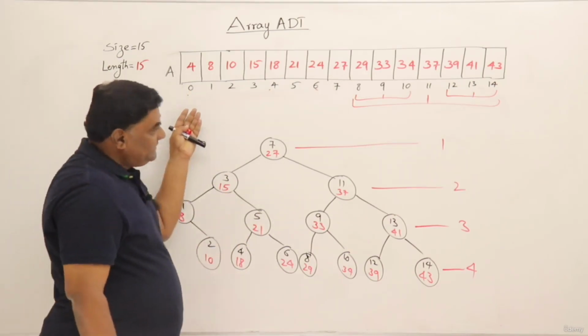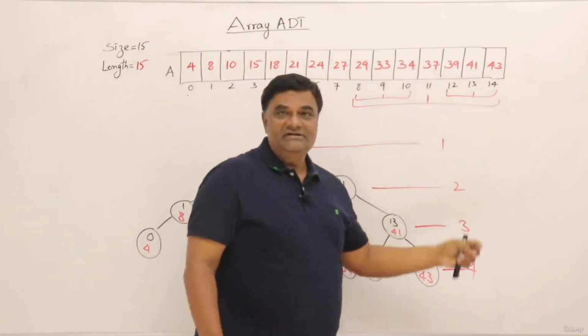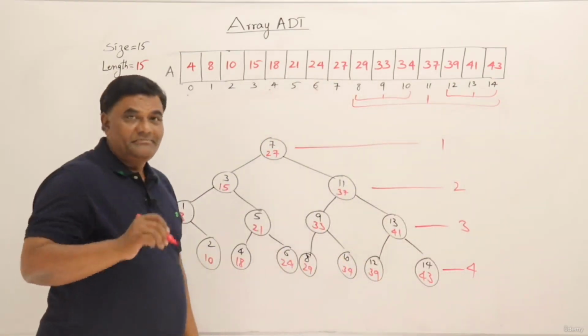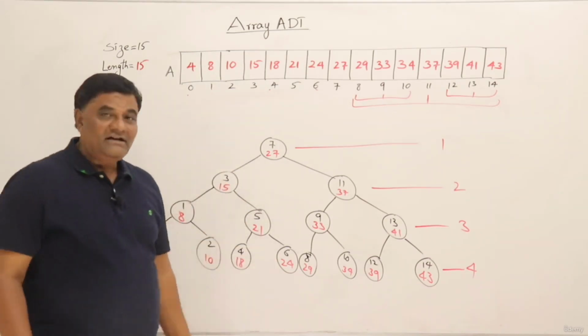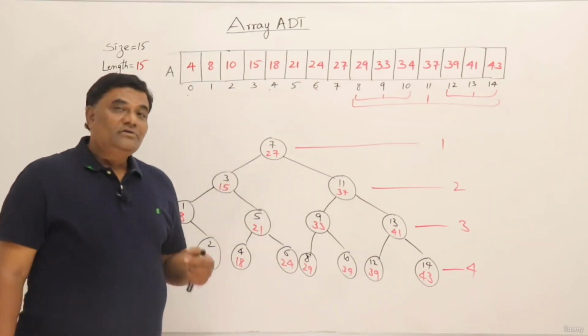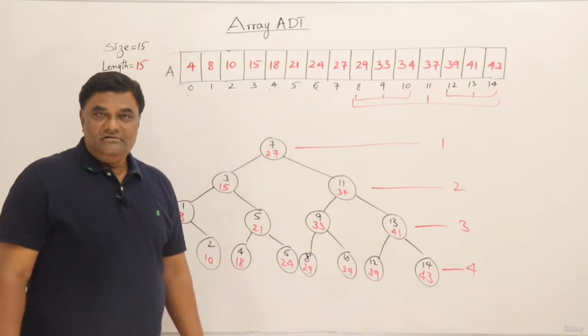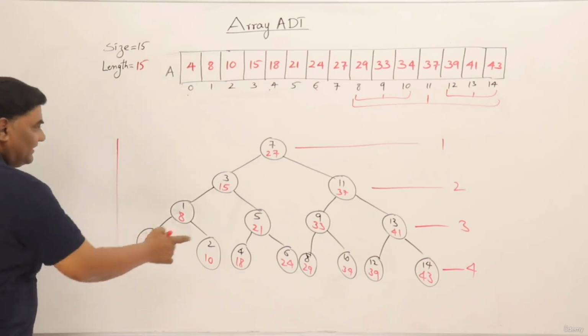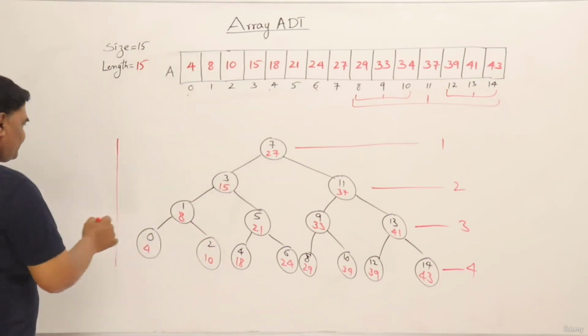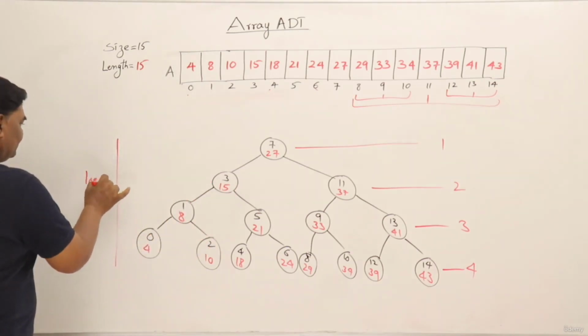Whether the element is in the beginning of a list or at the end part of a list, wherever the element is, the maximum comparisons required for searching are 4. So from the tree you can clearly see that it takes at most 4 comparisons to reach any element. So the number of comparisons depends on the height of a tree. This is a tracing tree, so the height of this tracing tree is log n.